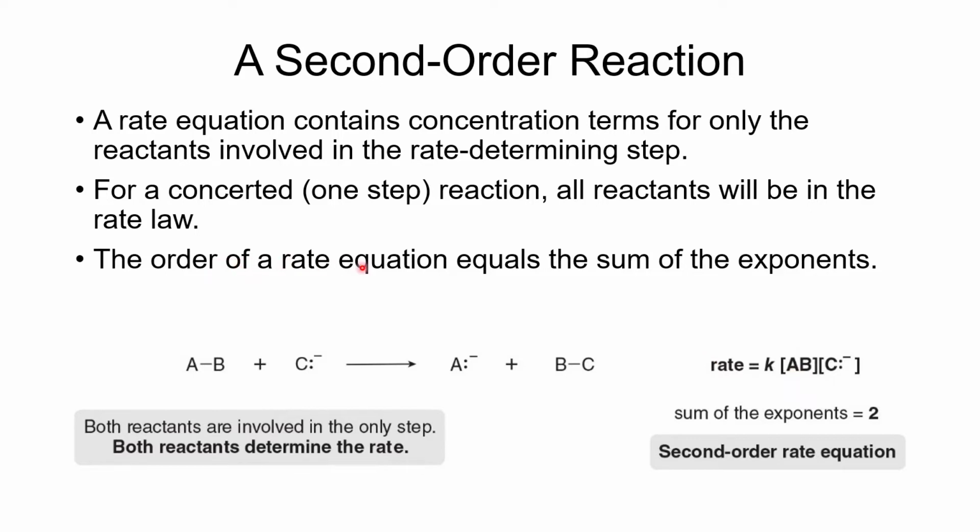All right, the order of the rate equation is equal to the sum of the exponents. In this case, there's 1 molecule of AB and 1 molecule of C minus, and so each of those exponents is 1. When you add those together, that gives us 2 overall. So this is a second order overall reaction.